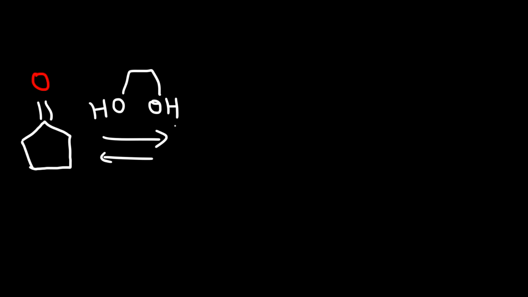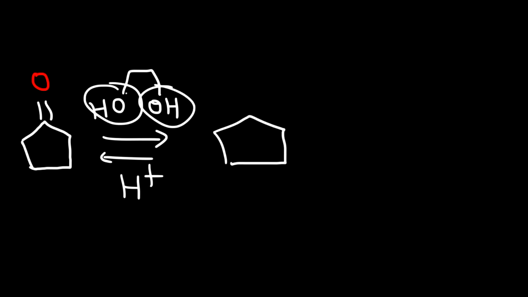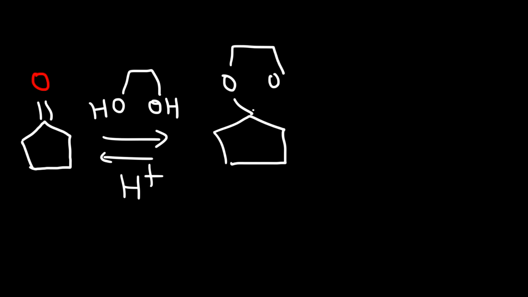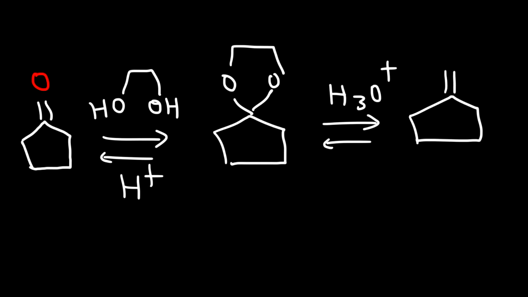Now let's say we have cyclopentanone and we wish to react it with ethylene glycol. What is the major product of this reaction? So what we're going to get is a protecting group. So we have two alcohol functional groups, but in the same molecule. So we're going to get an acetal that looks like this. And it serves to protect the ketone from nucleophiles. Now, to get rid of the acetal protecting group, we just need to add H3O+. And this will convert it back into the ketone form.